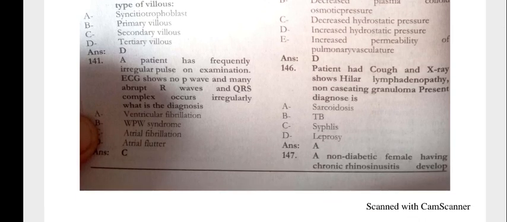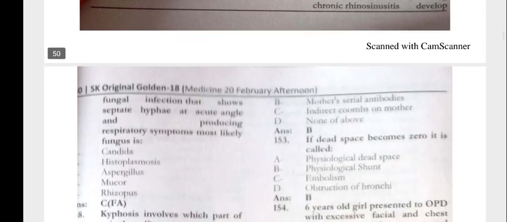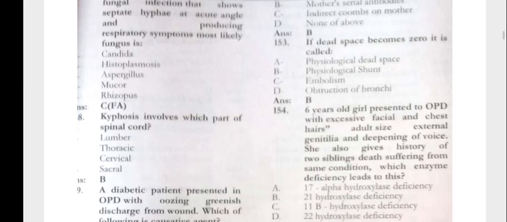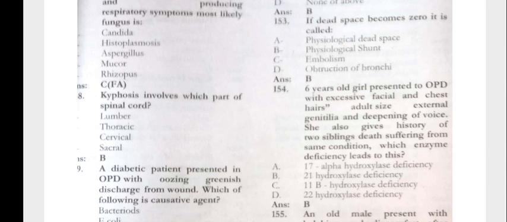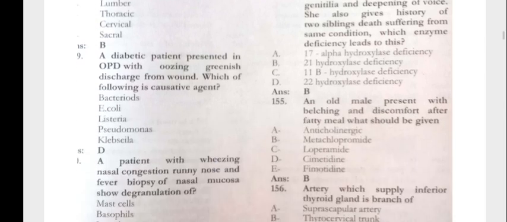Patient with cough, X-ray shows a hilar lymphadenopathy. Non-caseating granuloma diagnosis. The sarcoidosis. Non-diabetic female having the chronic granulomatous disease develops fungal infection that shows the septate hyphae at acute angle and produces respiratory symptoms. Most likely there is aspergillus. The kyphosis involves which part of the spinal cord? The thoracic.